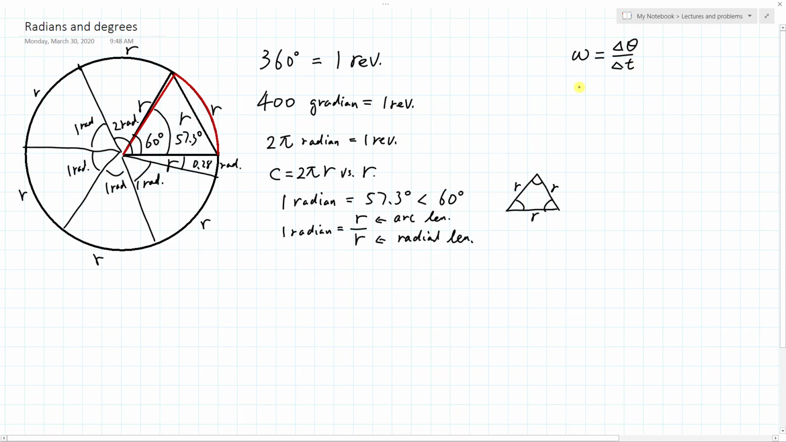So what about velocity? Okay, so if I just draw a diagram here, let's imagine we start from this angle. Here's the center, and we travel up.